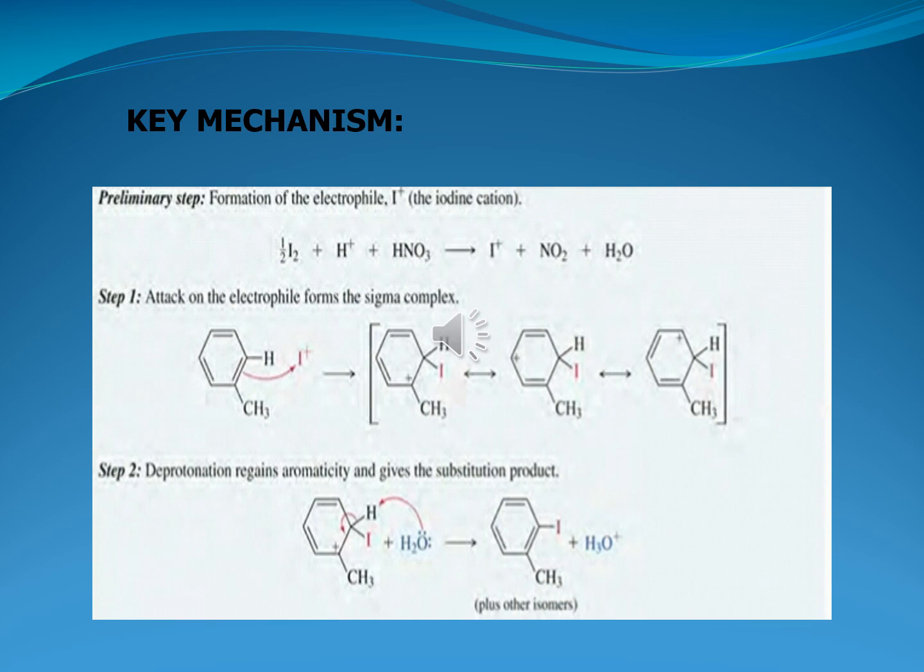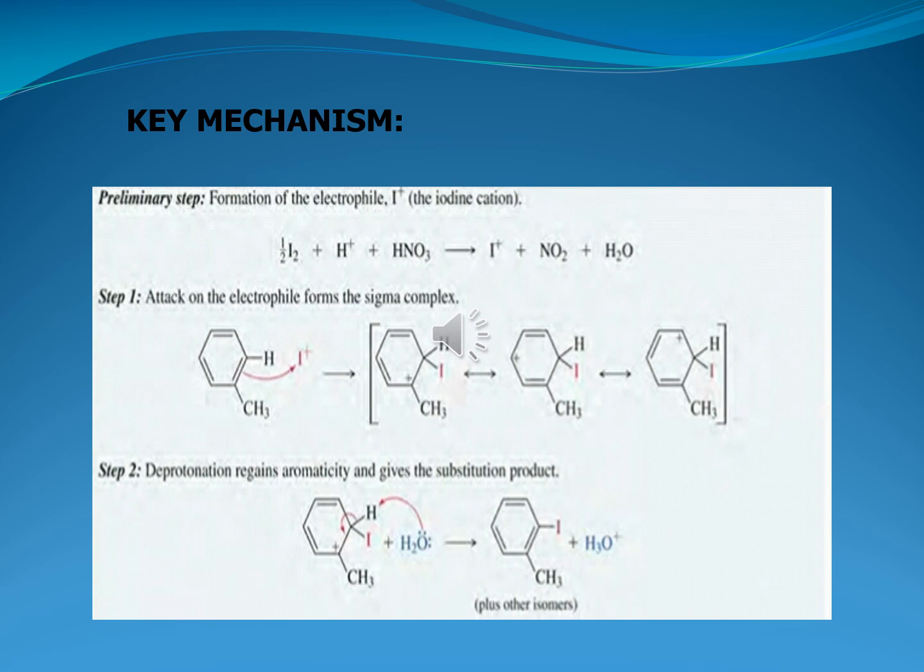In the second step, the pi electrons of the benzene molecule attack the strong electrophile, that is iodine plus, to form a sigma complex. In the sigma complex, there is a formation of an electron deficient carbon which stabilizes itself by resonance. The sigma complex is also known as an arenium ion.